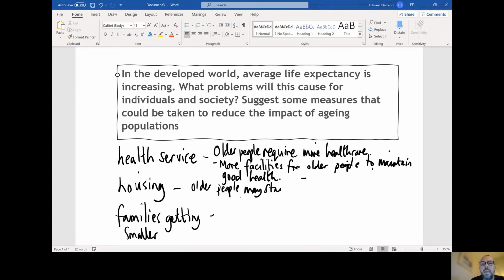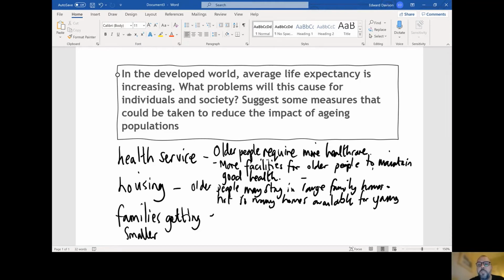may stay in large family homes, so not so many homes available for young families. My solution that I'm going to suggest there is specialist housing for the elderly, so that they no longer want to live in large family homes.